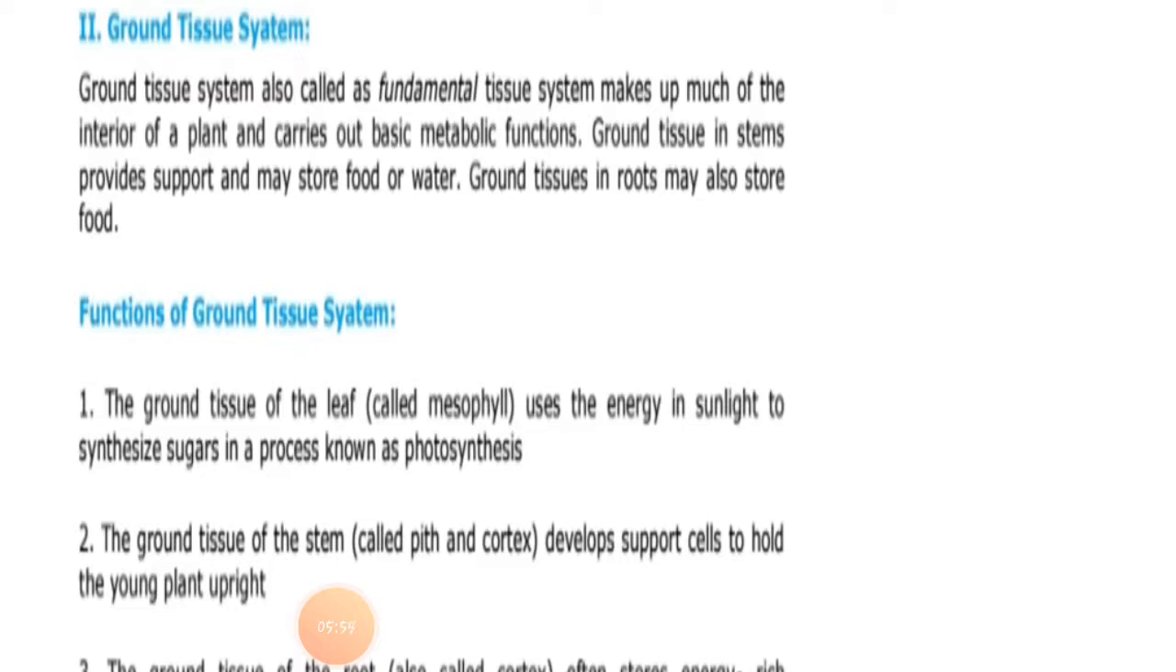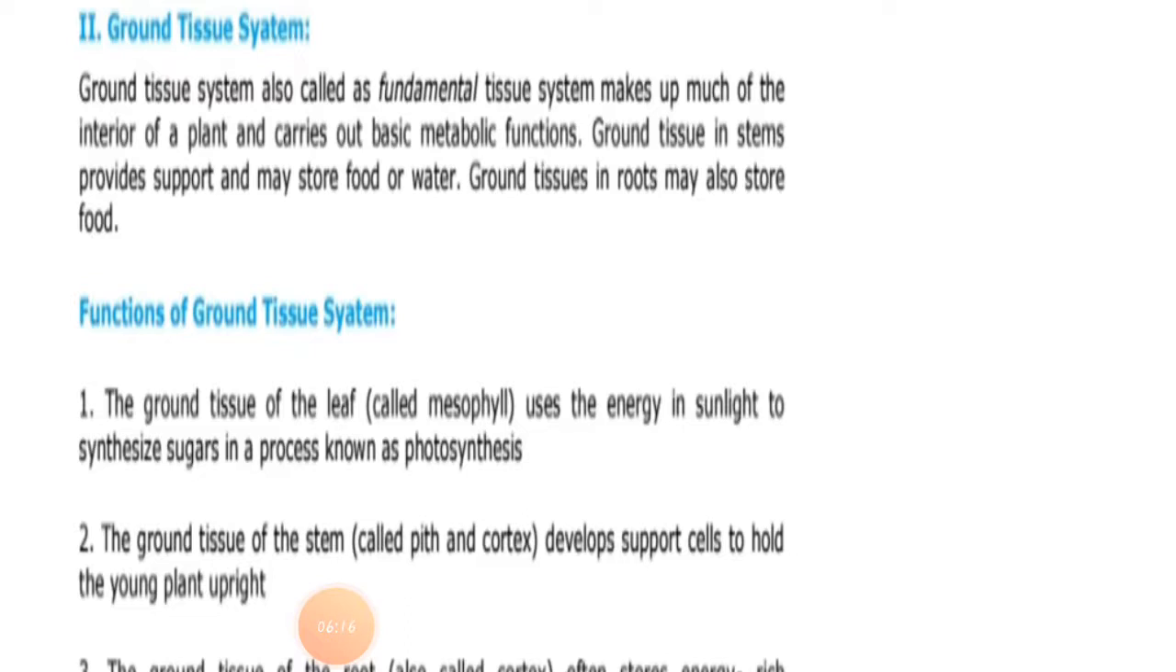The basic metabolic functions happen in this ground tissue. The ground tissue system provides support and may store food and water. Ground tissue in roots may also store food. That means it also has the function to store food in the case of ground tissue.